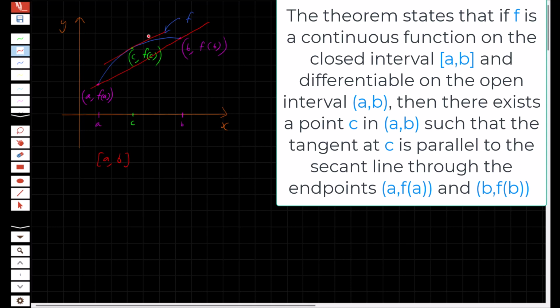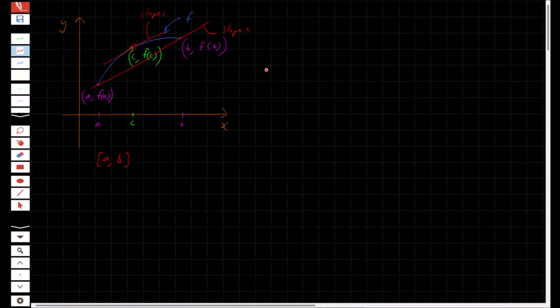So this slope here, call it slope 1, and this one slope 2. These two slopes are equal. That is the mean value theorem. So there is one point C where that can occur, or there can be multiple points where that can occur, where the slope here is equal to the slope between A and B, drawn through those points. So we can say that slope 1 is equal to slope 2.